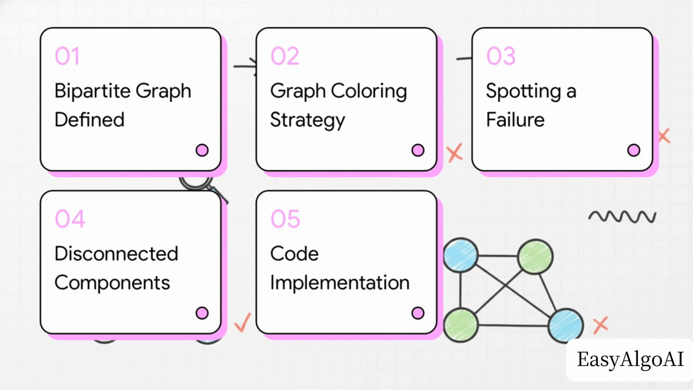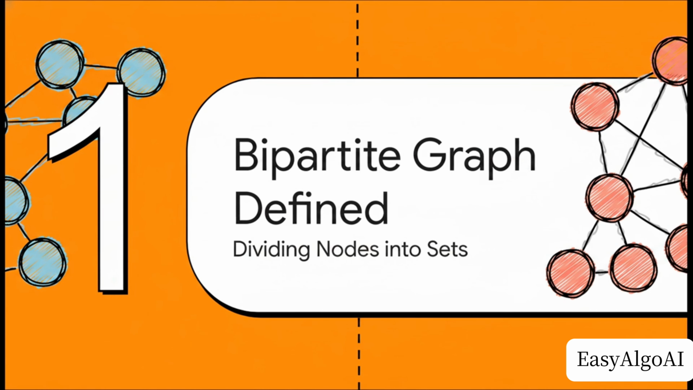So here's our roadmap for this explainer. First, what is a bipartite graph? Second, the graph coloring strategy. Third, spotting a graph failure. Fourth, handling disconnected components. And finally, implementation and complexity. All right, let's jump right into section 1. What is a bipartite graph?